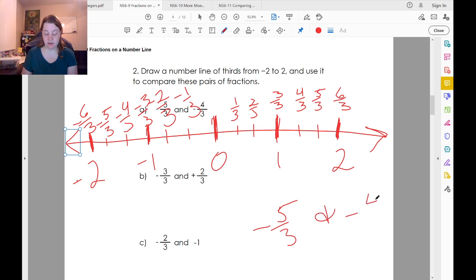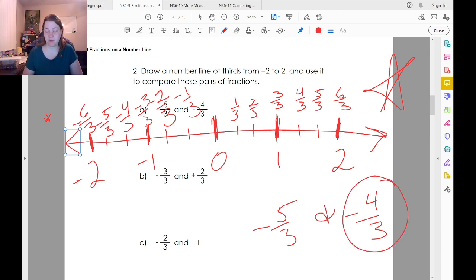So in our first question, which is difficult to read, we have -5/3 and -4/3. They want to know which one is bigger here when we compare these fractions. So which one is closer to our bigger end, not our little end? Is it -5/3, which is here, or -4/3, which is here? Well, -4/3 is closer to the big end, so -4/3 is our bigger number.